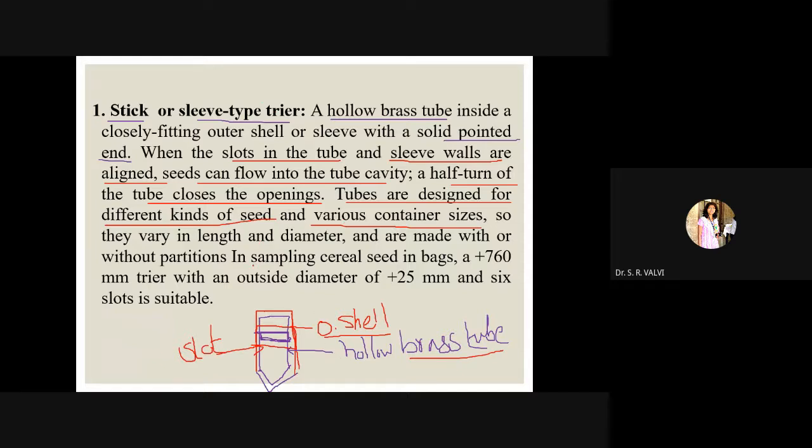In sampling of cereals, which are nothing but rye, oat, barley, jowar, rice, all these come under cereals, right? For sampling of cereal seeds, a 760 mm trier is used, the length of the trier is 760 mm, whereas the diameter is 25 mm and with 6 slots. There should be 6 slots particularly for cereal seeds, right?